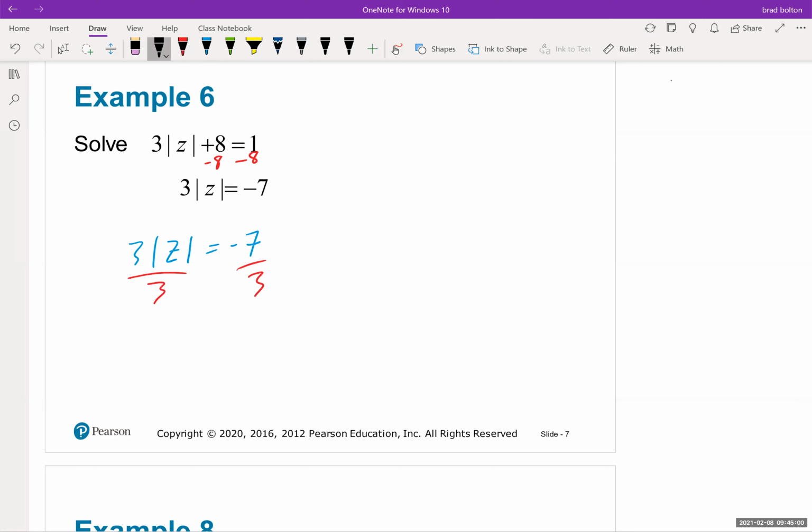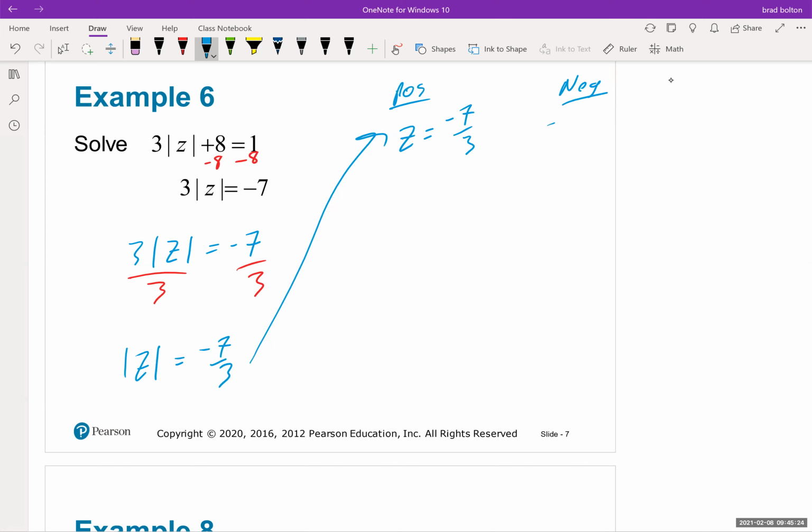Okay, so now I'm going to be left with the absolute value of z is equal to -7/3, right? So now if I do the positive version, the negative version, I'm already done. So here's the positive version, z equals -7/3. And here's the negative version, z equals 7/3. But there's something a little bit suspicious about this to me, okay?